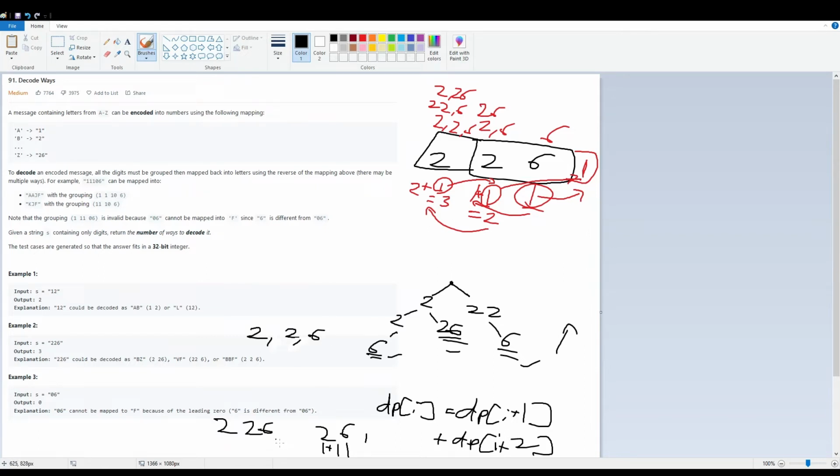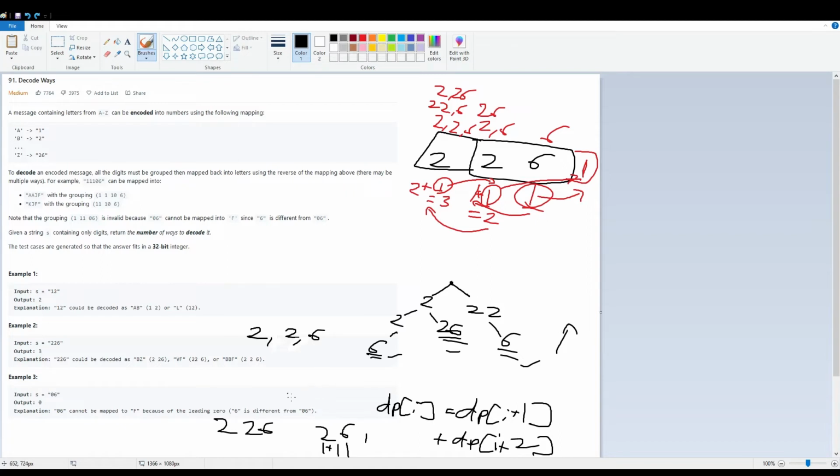Okay, so 226. If we were just counting this one digit here, then obviously we want to get the number of decoded ways from this number. But if we were counting this as a 22 instead of a 2, we want to get number of ways from this number, the 6. So that's why it's dp i plus 1 plus dp i plus 2. And if applicable, we do this dp i plus 2.